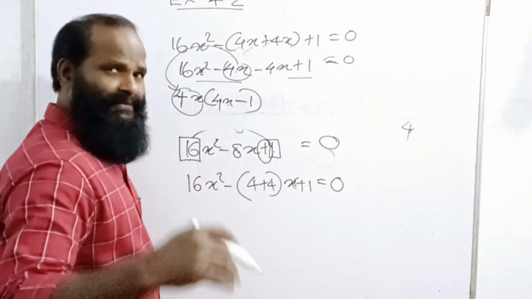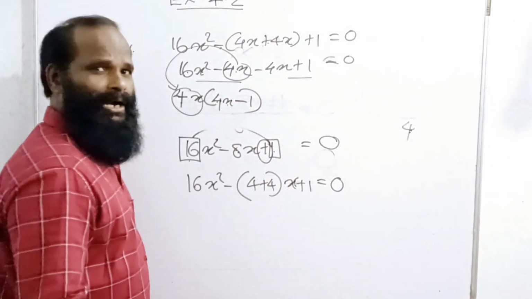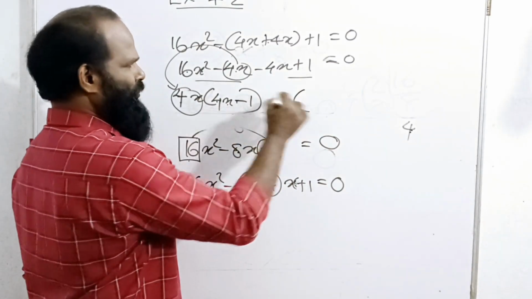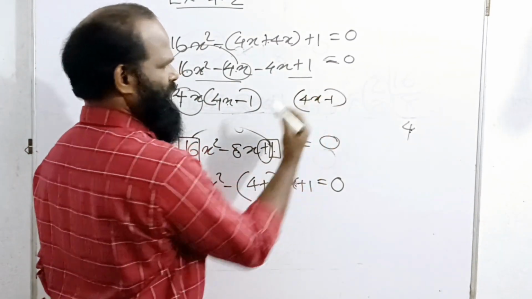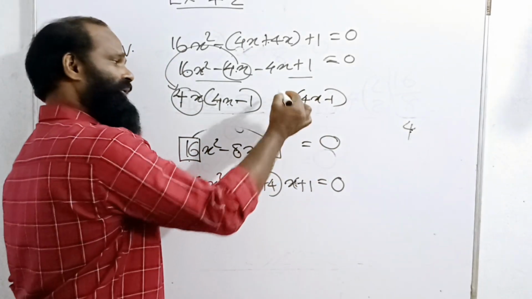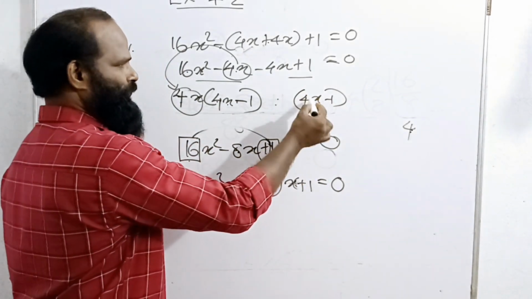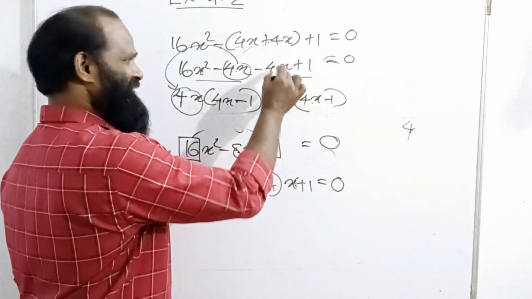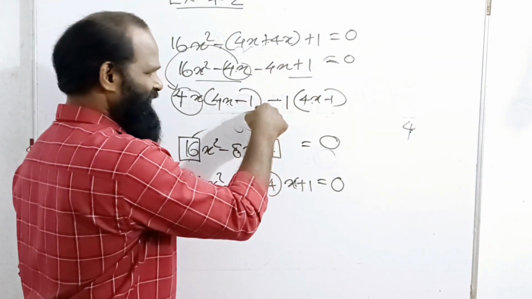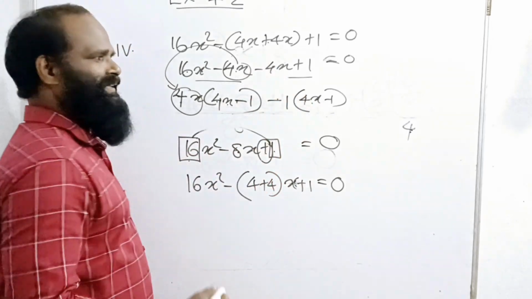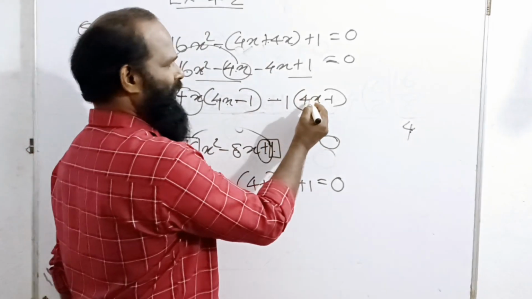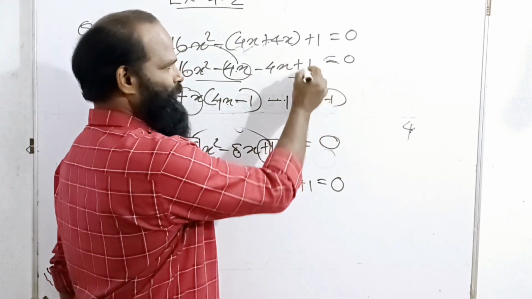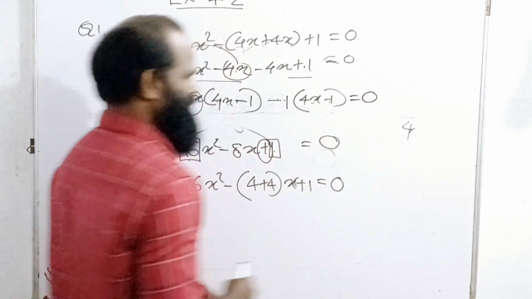No need of confusion. I have repeated this many times. How to do this? In case you have confusion, write the same binomial 4x minus 1. Now think of the number here. Which number into 4x is negative 4x? We know that 1 into 4x is 4x, but negative into positive is negative. Things are clear. Negative into 1, negative 1 into 4x, negative 1 4x. Negative 1 into negative 1, positive 1 is equal to 0.